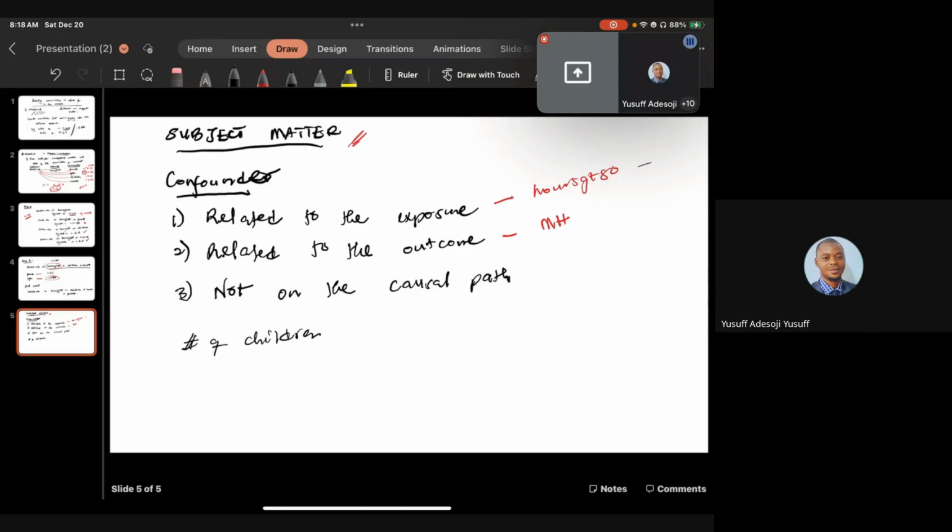Yes, I think people who have more children might tend to work fewer hours, because they probably will get to work late preparing their children, so they might also want to leave early. All right, so you think it's related then? Yes, I think so. So it's related to the exposure. Okay, very good.